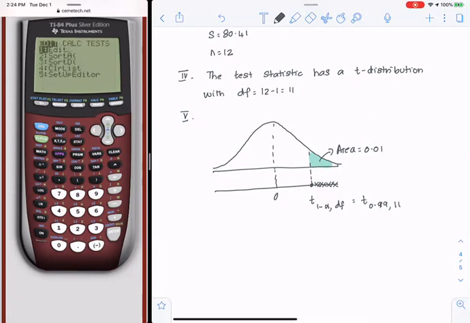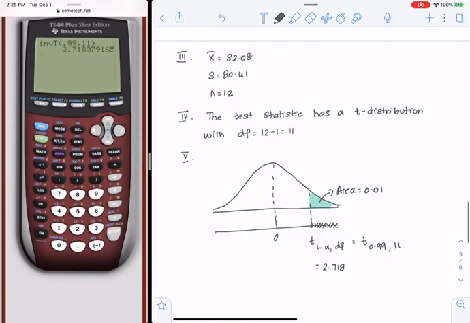We could use inverse T. The area below, which is 0.99. That happens to be 2.718. So the rejection region starts at 2.718 and everything above that.